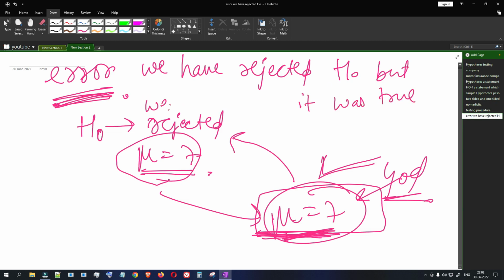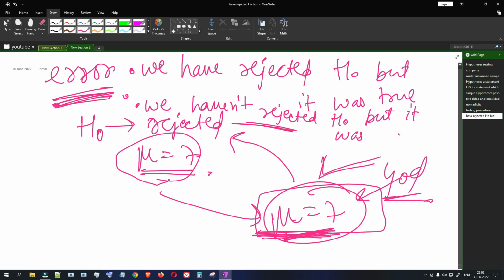And the other thing could be that we have not rejected H naught, but it was false. When it was false, we should have rejected it, but we haven't. So this could be the thing. The statistical test may not always be right. So this was the error thing, what error means. I have explained the meaning. Now we would understand the types of error and questions on this topic in our next class.